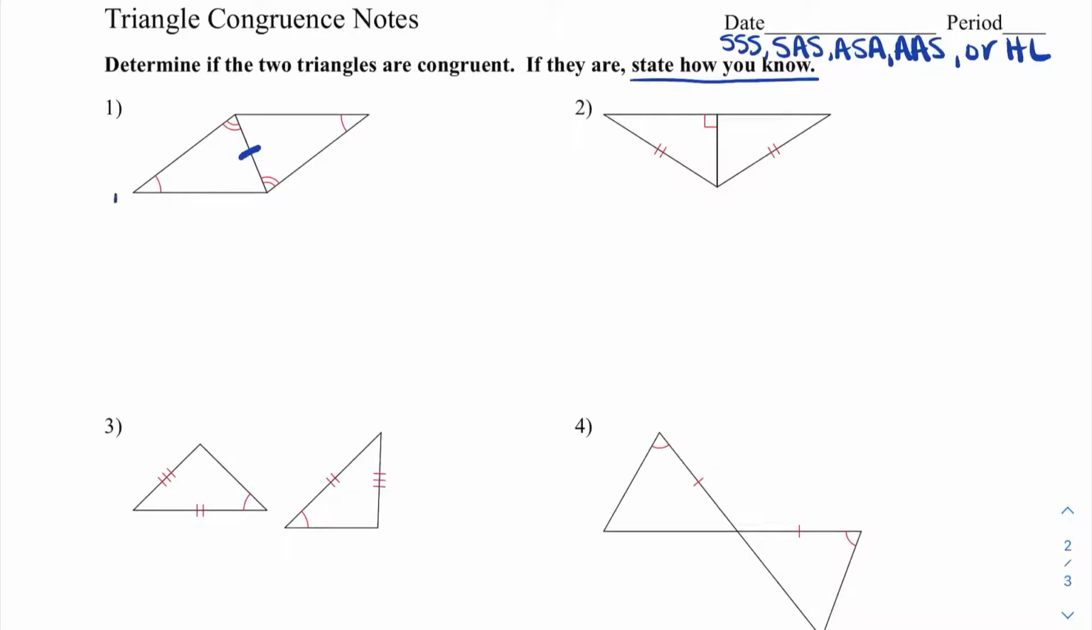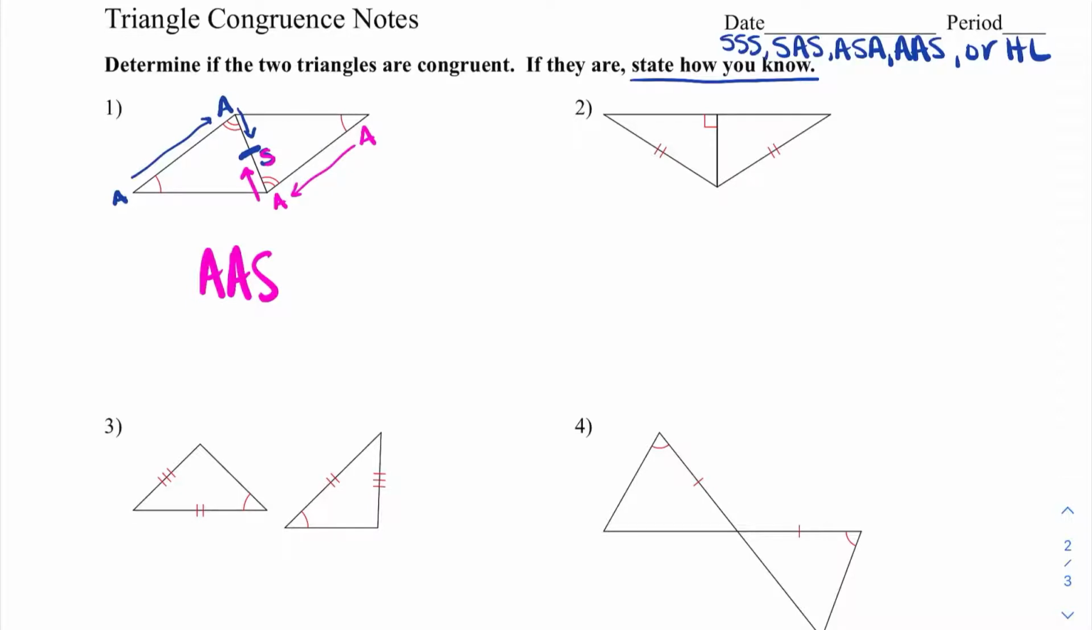So in the left-hand figure, we have angle, and then we're going to travel around the triangle, angle, side. And if we look at the right-hand triangle, we also have angle, angle, and side again. So since both triangles are AAS in that order, these two triangles are congruent by angle, angle, side.